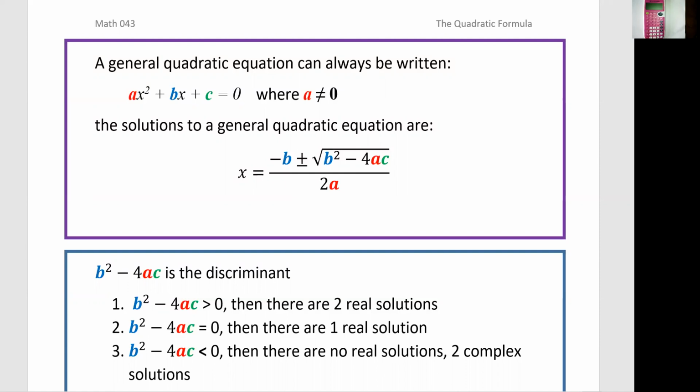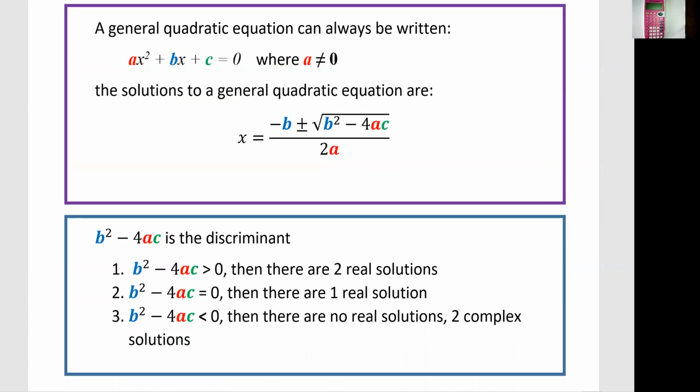When you go on to Math 136, you can prove the quadratic formula. But for now, we are going to accept it as written, and we will use it as a plug and chug formula where we will take the coefficients and substitute them in the formula. B squared minus 4ac is the discriminant. That is what is under the radical sign.